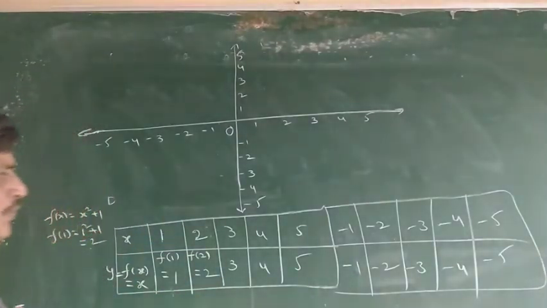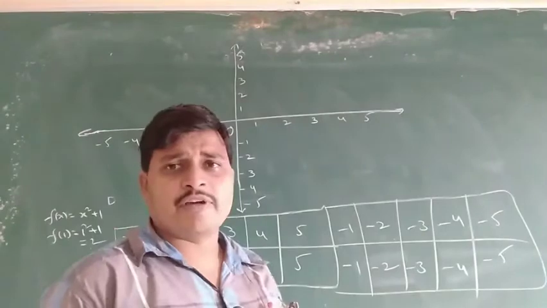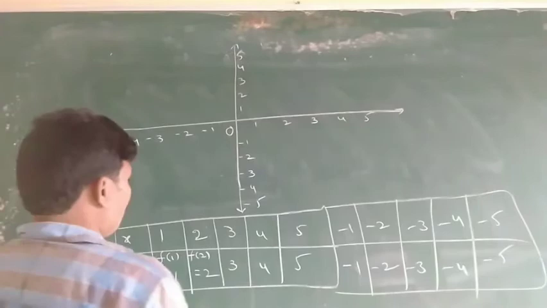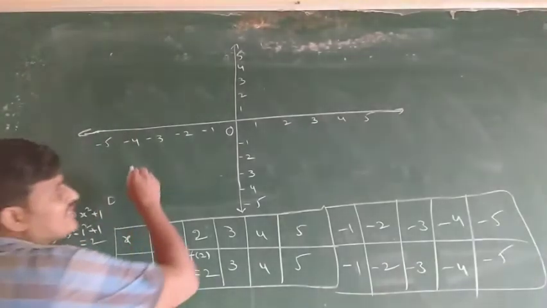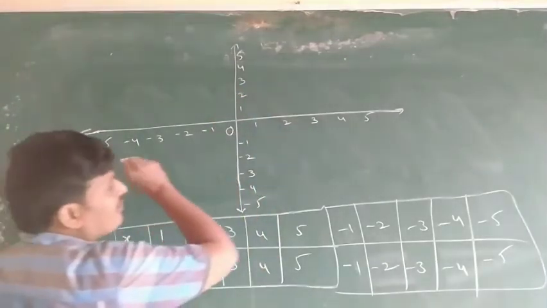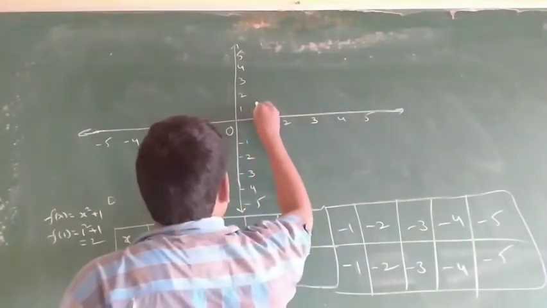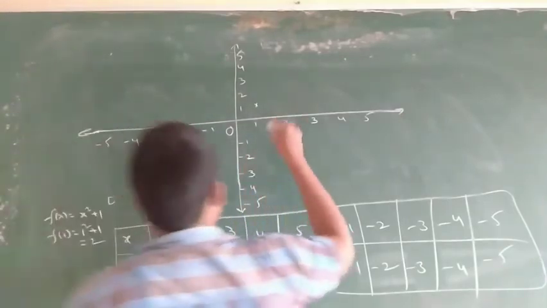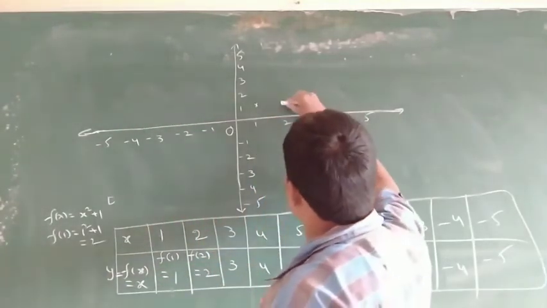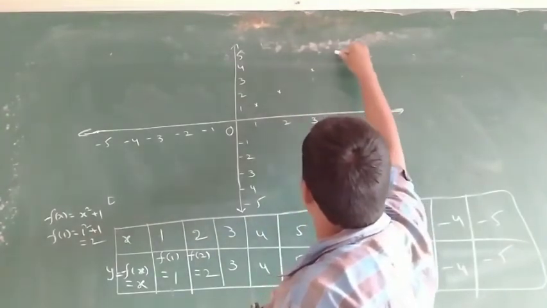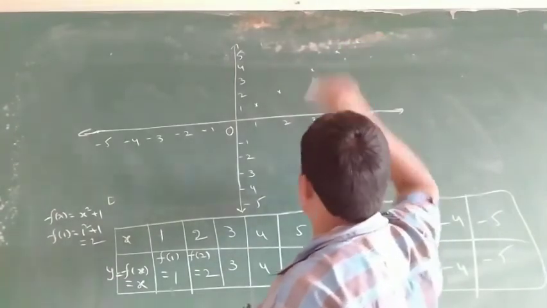You have to draw on graph paper, but in the examination there is no graph paper. This is the x axis and this is the y axis. All x values are taken on the x axis, and all y values are taken on the y axis. 1, 1. Next 2, x is 2, y is also 2. Next 3, 3; 4, 4; 5, 5.